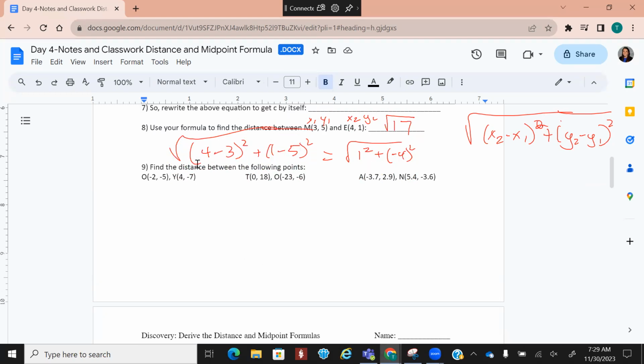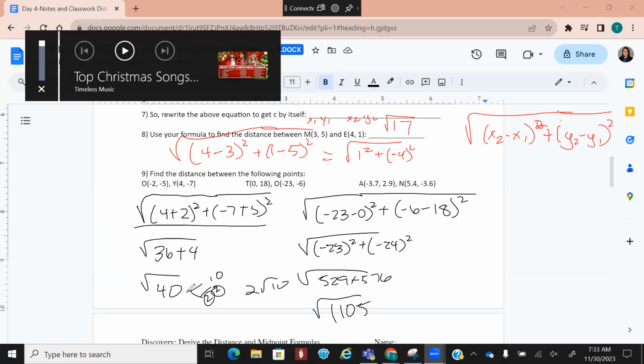All right. Go ahead and try O, T, and A. I'm sorry, find the distance between each one of these. Okay, so on the first one, I got square root of 40, or like Sebastian said, 2 square root of 10. And then on the second one, I got square root of 1,105. Questions on that?